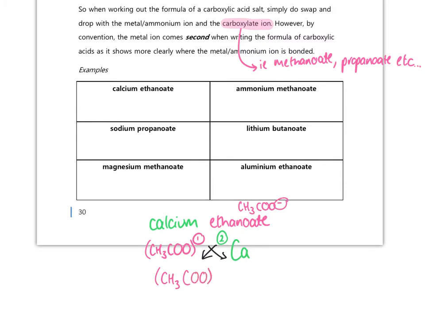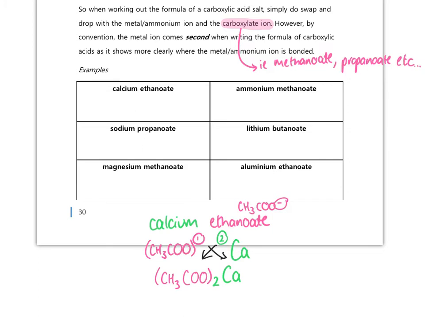I need to keep the brackets in because the number is coming down for outside the brackets. So those brackets need to remain in. Then I write Ca. The 1 is swapping down from the ethanoate, but I don't need to include 1s in my formula. So by convention, actually the ethanoate will come first in this formula, which looks a little bit silly. But again, if you do it the other way around, it doesn't matter.